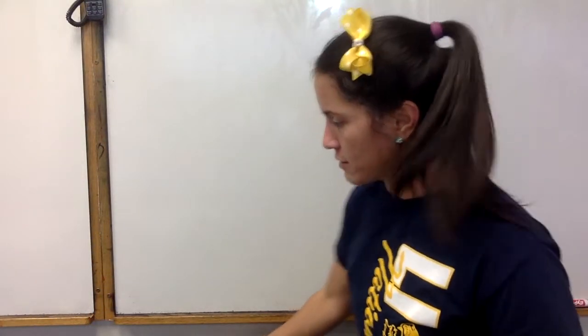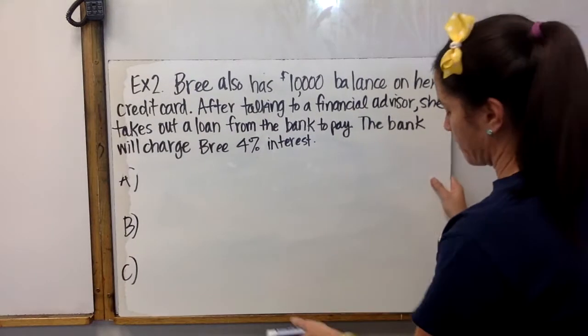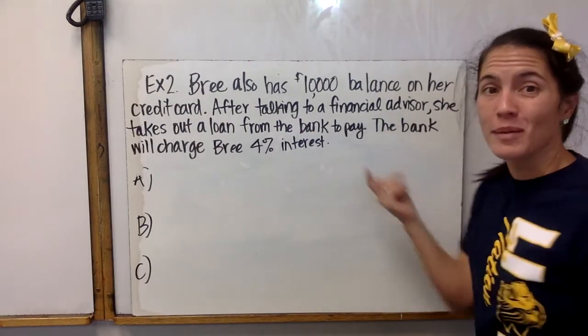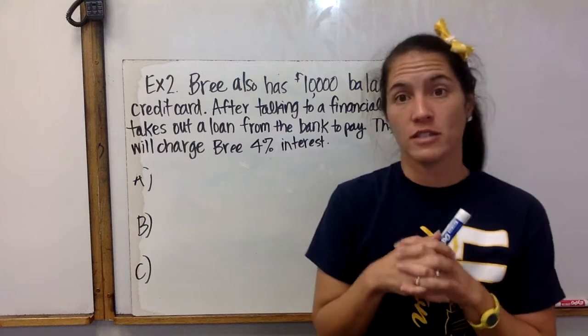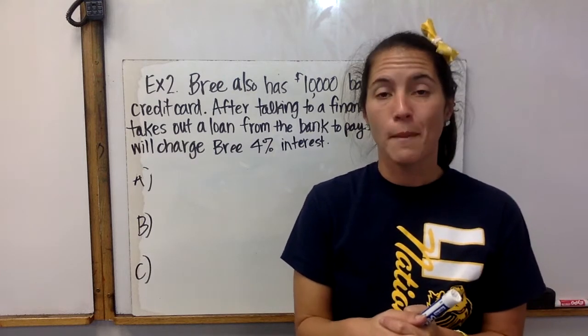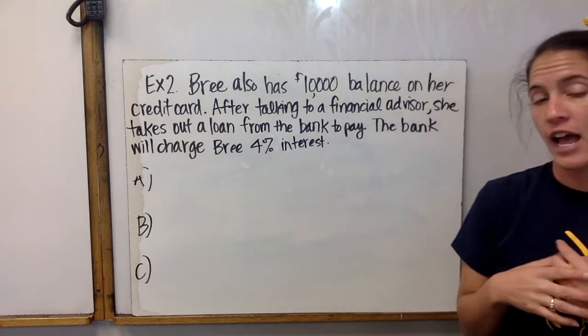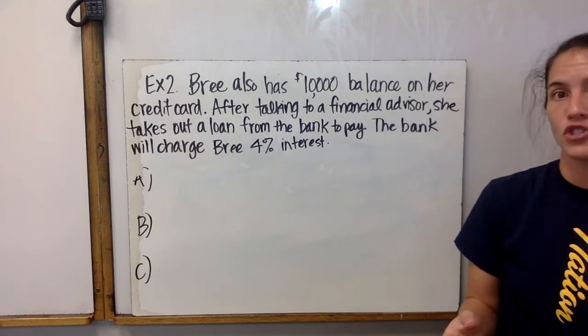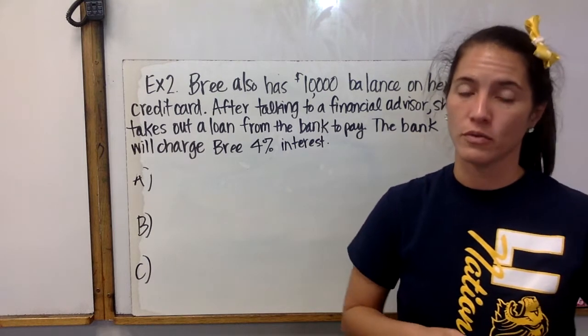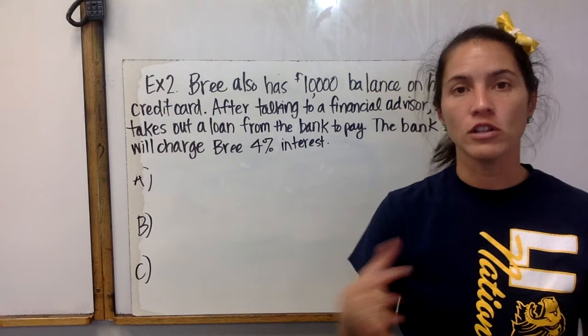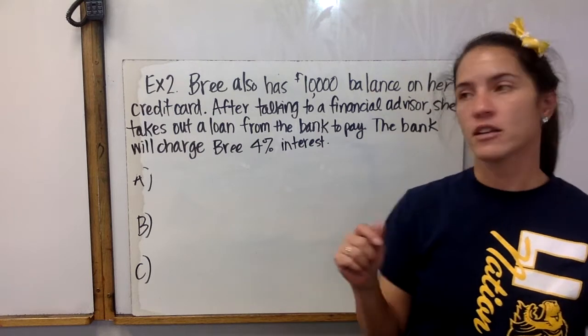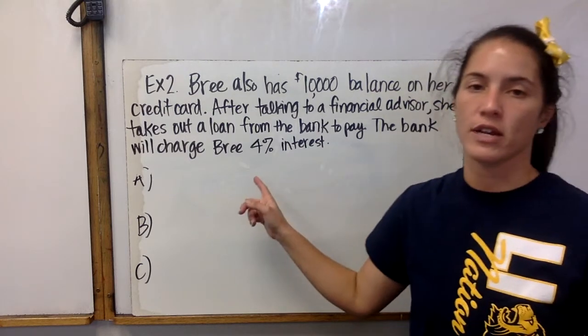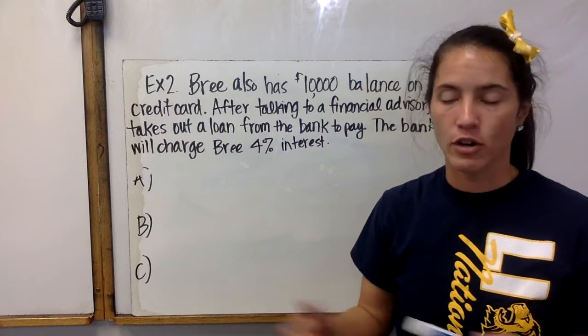We Americans, consumers. Okay. Example 2, let's talk about Bree. Bree also has $10,000 on her credit card balance, but she went and talked to a financial advisor who suggested that she go to the bank and take out a loan. If she can take out a loan to pay off this credit card, the bank is going to charge her a 4% interest rate instead of 19% from the credit card.